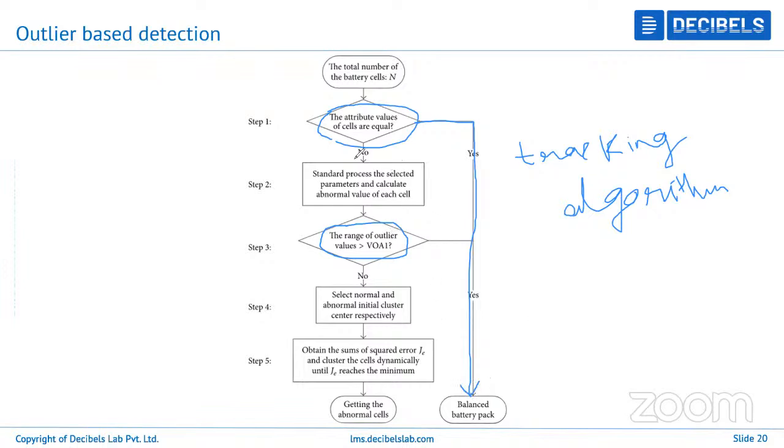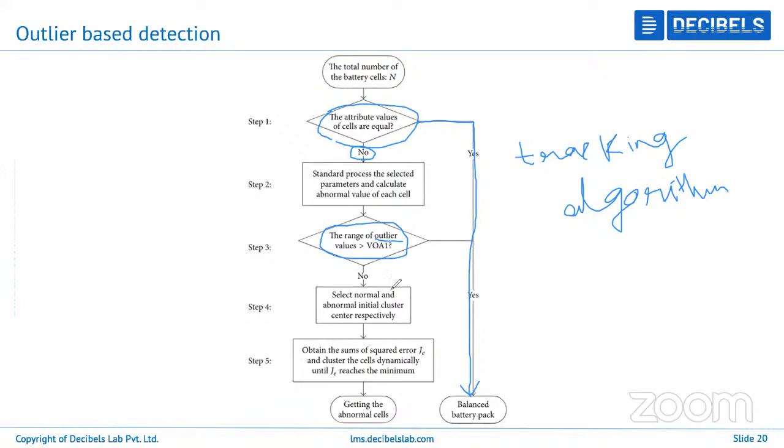But if the results that are seen are not equal, then certain standardized processes will take place, and it will identify the outlier cell. The outlier cell is the group of cells having a voltage difference greater than the specified threshold value. If these threshold values are measured correctly, then it will go ahead and start the balancing of the cells. It's a very complex process.